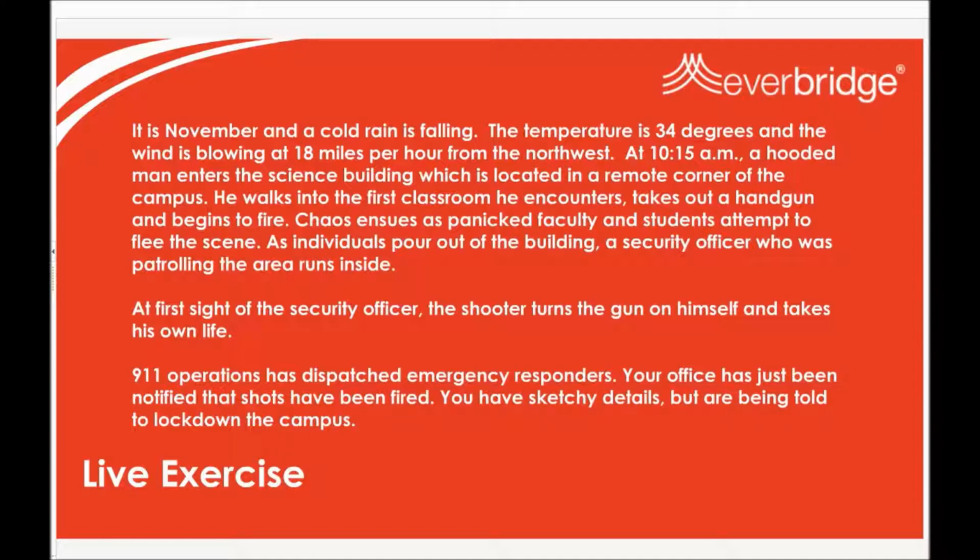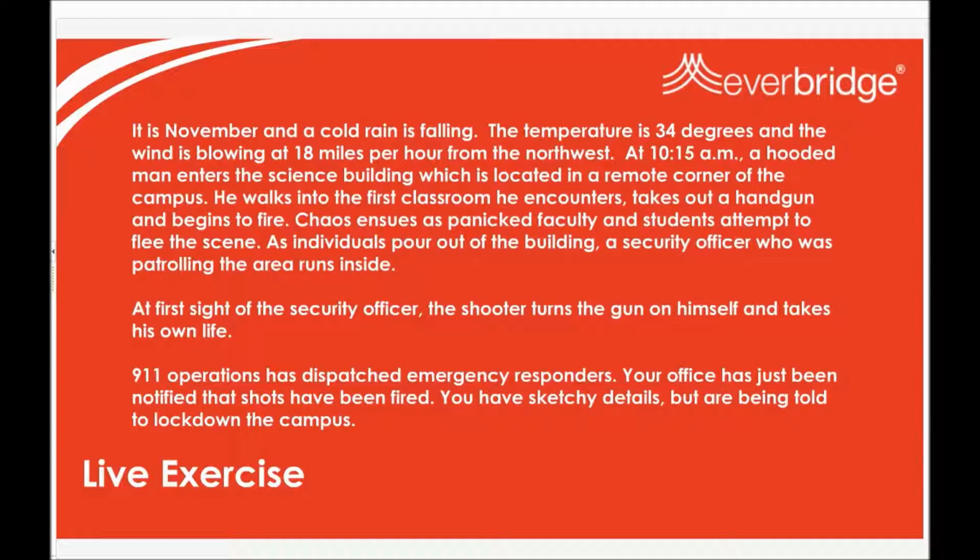At first sight of the security officer, the shooter turns the gun on himself and takes his own life. And again, I could have made this way larger in scale, but the fact is, in many of these cases, we find out people are homicidal and suicidal. As soon as they encounter a threat, they take their own lives in many cases.